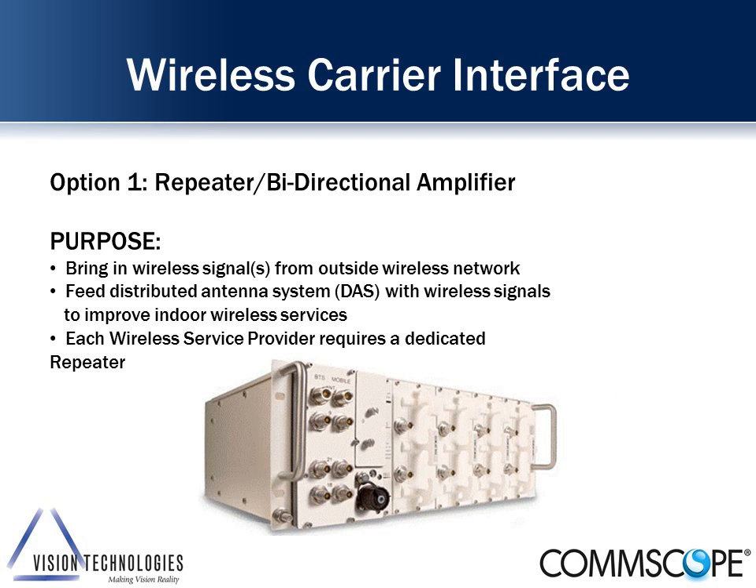So under option number one, that's basically the repeater or the bidirectional amplifier. We've pretty much covered this, keeping in mind that each one of these units is only supporting the specific frequencies of a specific carrier. So if I was doing AT&T, Verizon, Sprint, and T-Mobile, I would have to have 4 different sources to feed the in-building wireless system.